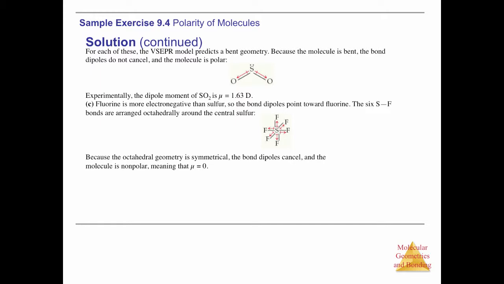And for our last example, SF6, fluorine is more electronegative than sulfur, so the bond dipoles point toward the fluorine. The 6 SF bonds are arranged octahedrally around the central sulfur. Because of the octahedral geometry, which is very symmetrical, the bond dipoles will cancel and the molecule is nonpolar, meaning that we have a dipole moment equal to 0.